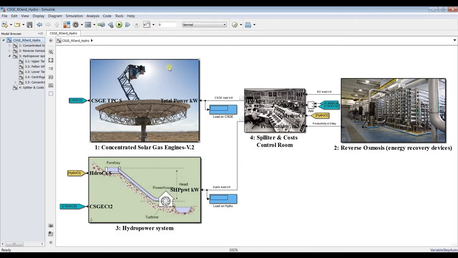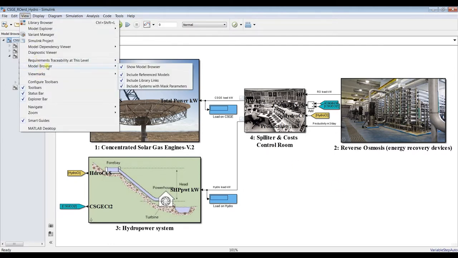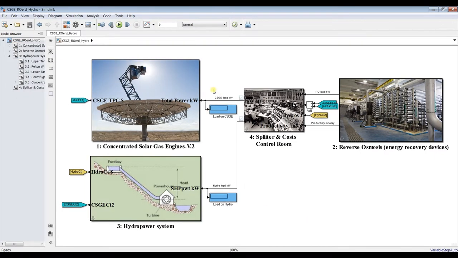As you can see here, our model consists of four main blocks. We have the concentrated solar gas engine, the hydropower system, and a control room to split the power load: fully solar, fully hydro, or simultaneously between both. And we have a reverse osmosis desalination part. For each of these blocks, you can control and assign some inputs. But first of all, you have to check your model browser, check all of this. So our model is ready to run.